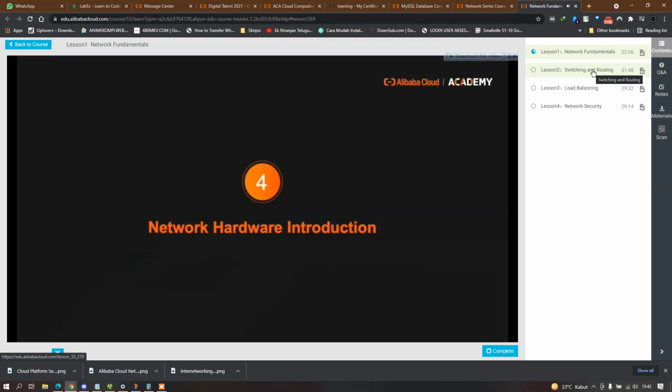Okay, after we have learned something about the logical network knowledge, like IP addresses and network protocols, in the last part we are going to learn about some hardware knowledge for networks. So let's get started.